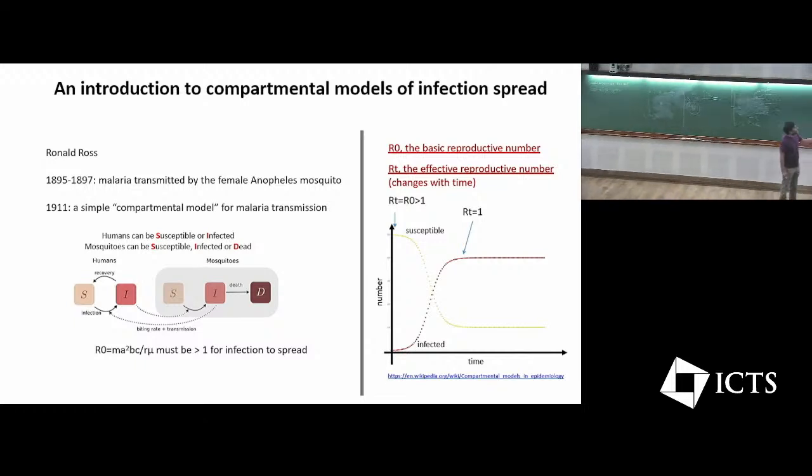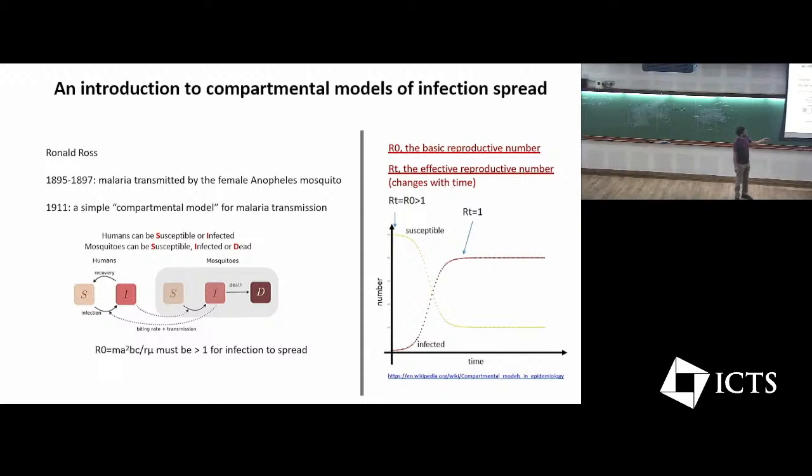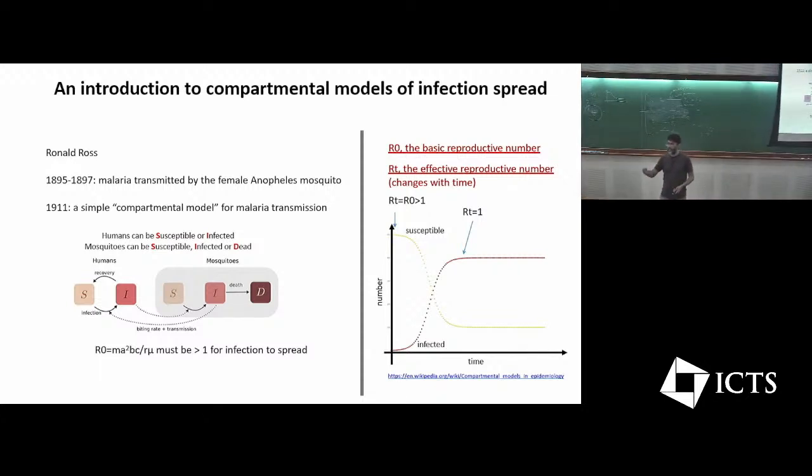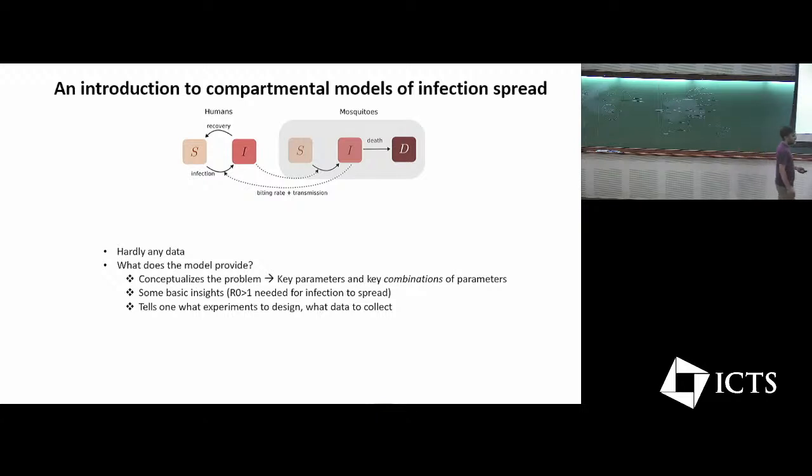So one needs to keep in mind the basic reproductive number, and then the current reproductive number, or the effective reproduction number at any given time. Okay, so I want to make a few comments about a model like this.